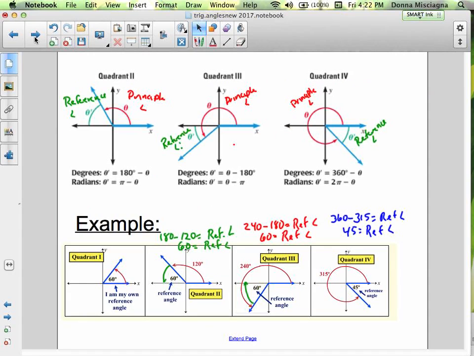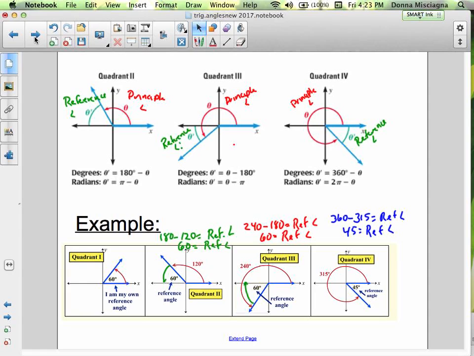So I think it's either the top or the bottom I have in your notes, right? And some examples. I think it's the top, maybe the bottom too. All right, so in quadrant 1, we're not worried about it. It just is what it is. In quadrant 2, our reference angle, that's what that's showing in degrees, is 180 minus the principal.